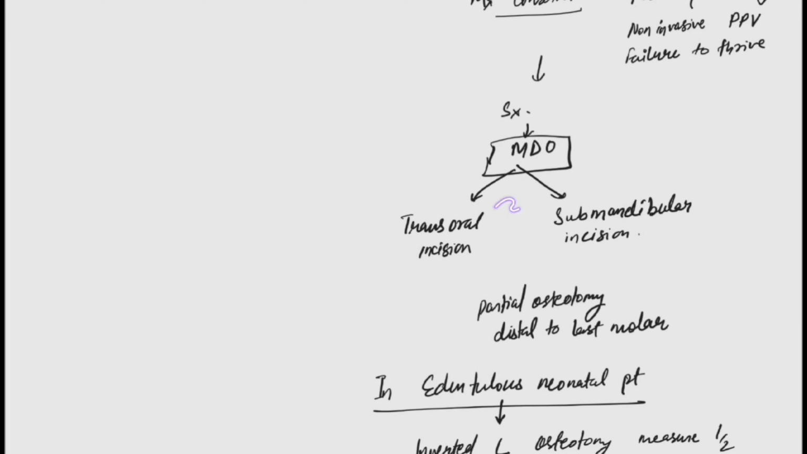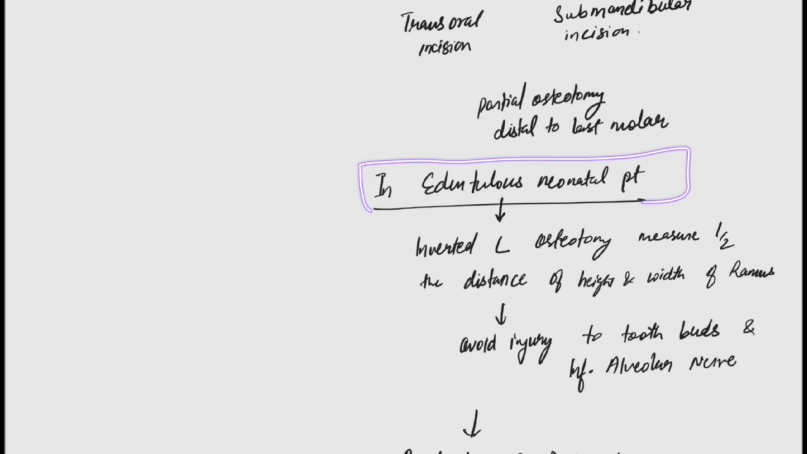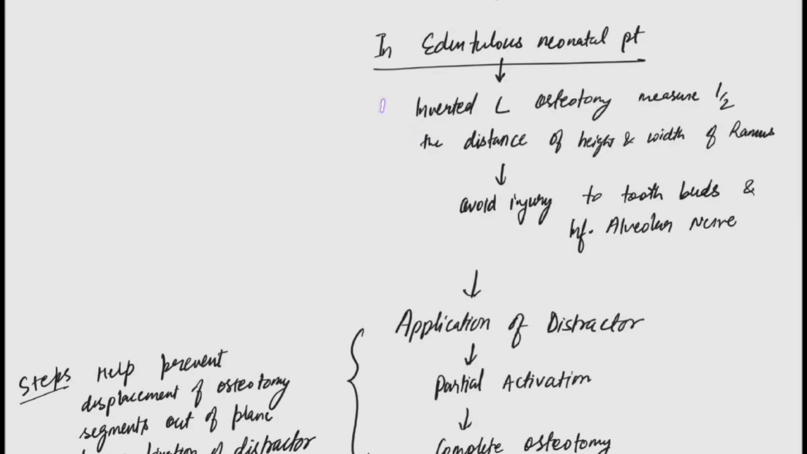Here we can go for a transoral incision or a submandibular incision, either incision can be taken, and a partial osteotomy is done distal to the last molar. If there is an edentulous neonatal patient, an inverted L osteotomy is done, which measures half the distance of the height and width of the ramus. This principle avoids injury to the tooth buds and inferior alveolar nerves.